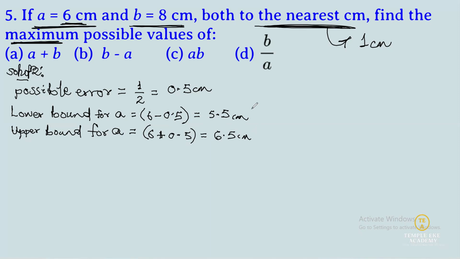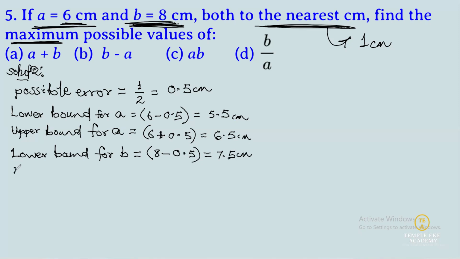In a similar manner, we want to obtain the lower bound and the upper bound for the B value. So we go straight off, lower bound for B. That's going to give us the rounded or estimated value for B, which is 8, minus the possible error obtained, which is 0.5. And this gives us 7.5 centimeters.